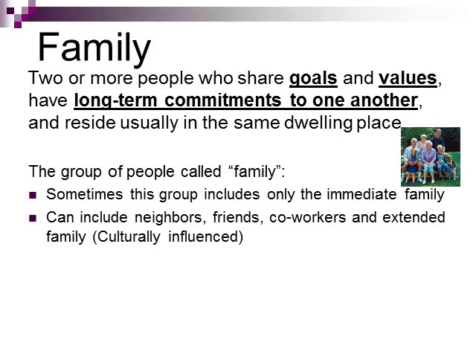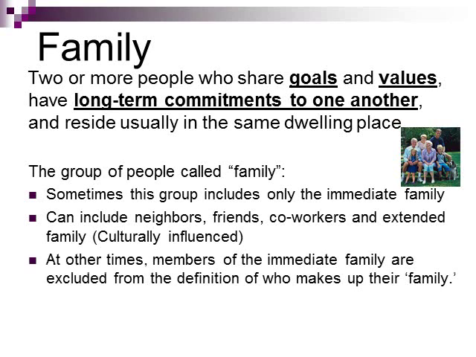Sometimes people also include neighbors, friends, co-workers, people who have become so close that they are considered part of the family. Depending upon cultural background, extended family and other relatives can also be part of this close-knit group considered family. At other times, members of the immediate family are excluded from the definition of who makes up the family. This may happen because of divorce or other estrangements.